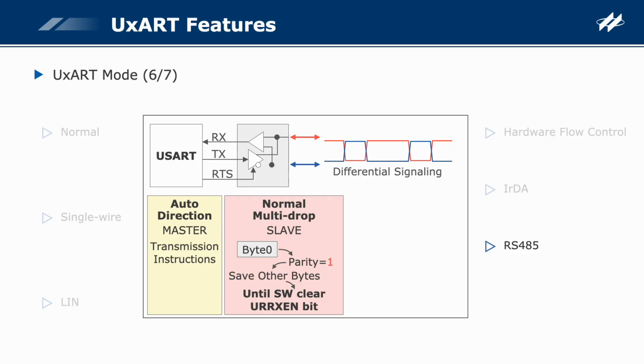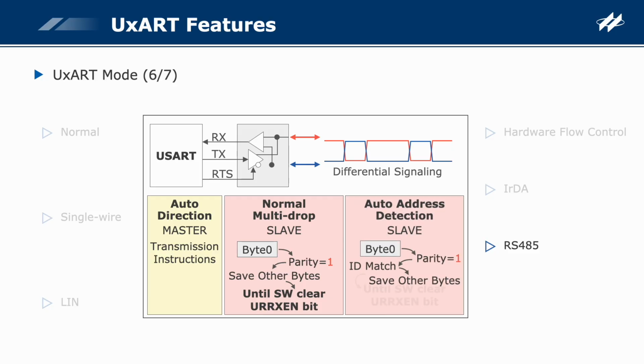When a byte with a parity bit of 1 is received, subsequent bytes are received continuously until the URRXEN bit is cleared by the software. The device can operate in the auto address detection operation mode as a slave. When a byte with a parity bit of 1 is received, check if the byte is a matching ID. If so, further bytes are received continuously until the software clears the URRXEN bit.